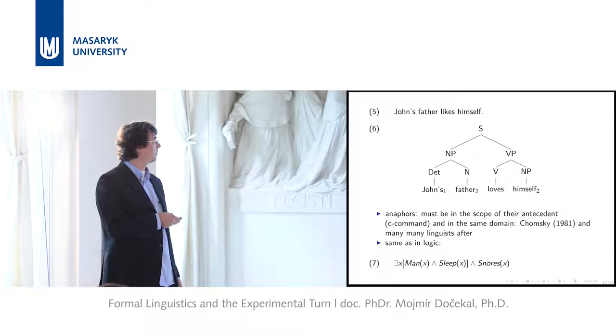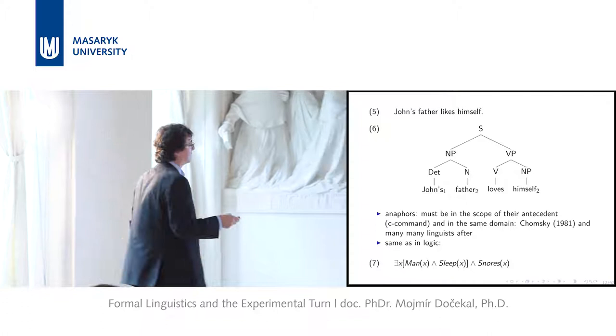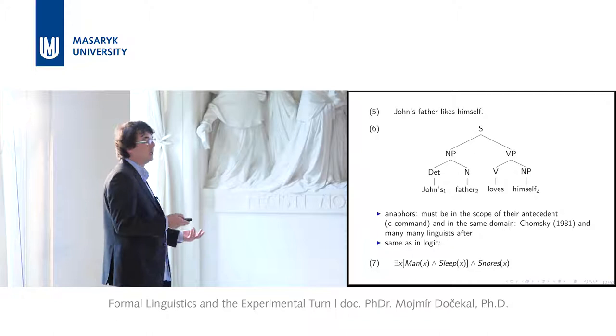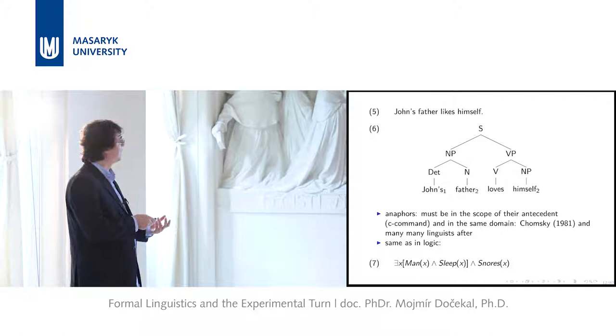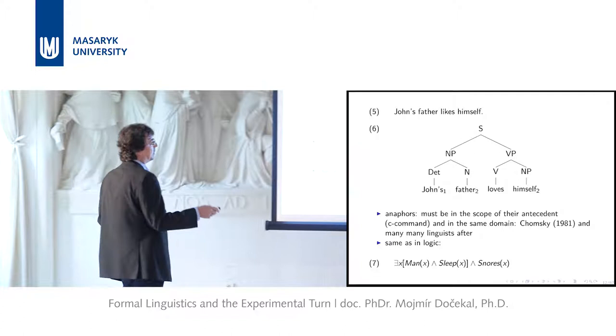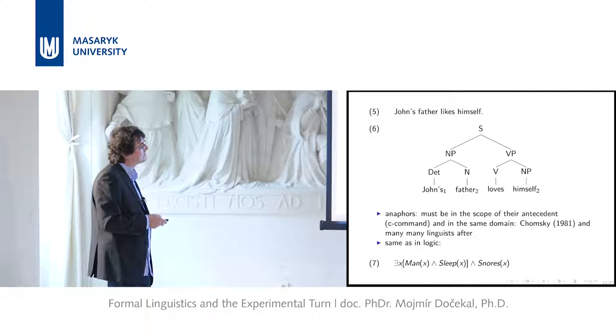So Chomsky said, okay, anaphors are grammatical if they are in the scope of their antecedent. So father is the head of this noun phrase, so it can be the antecedent of this anaphor. It can mean that John's father loves himself, the father, but it cannot mean that John's father loves John, because this is only a modifier, it is not the head of this phrase, and because of that, it doesn't c-command; the scope of this is not the VP, and this cannot be the antecedent of this anaphor.